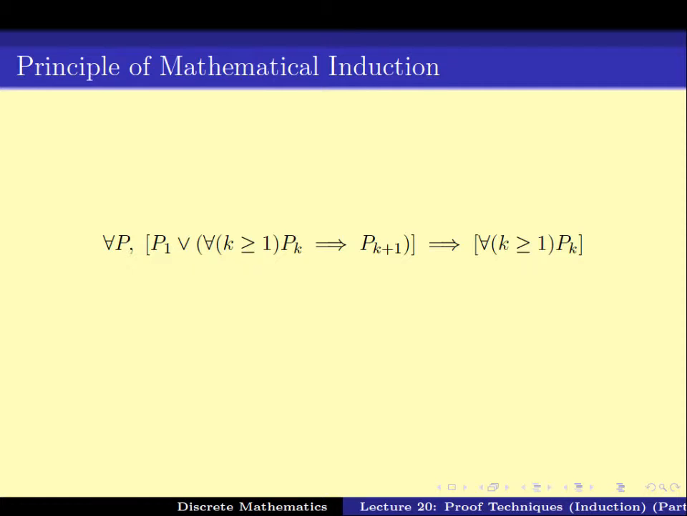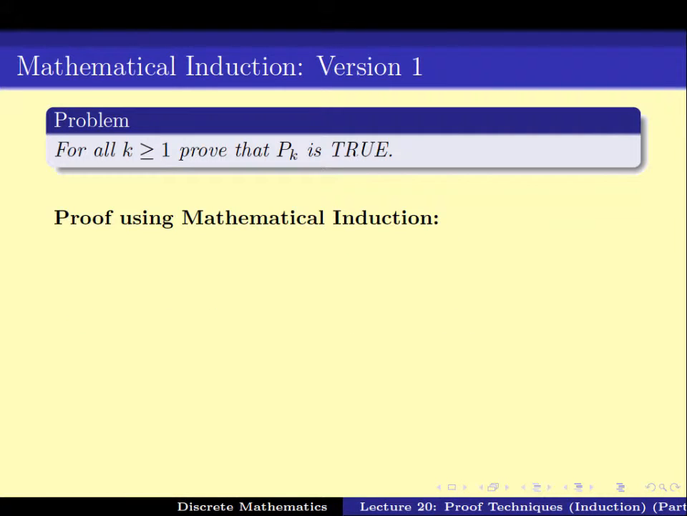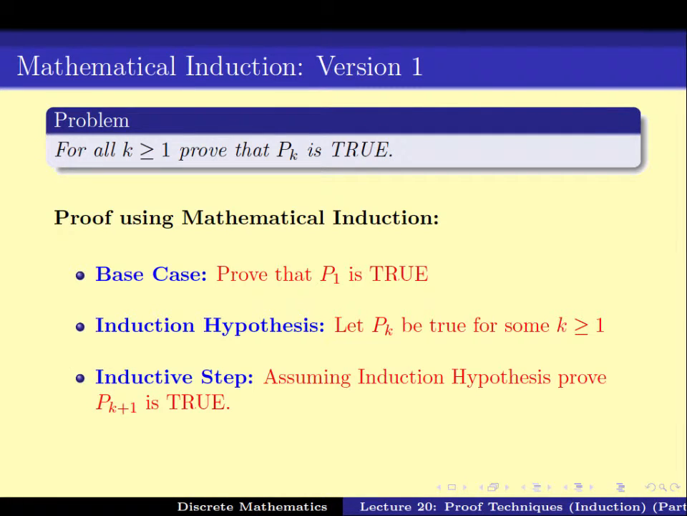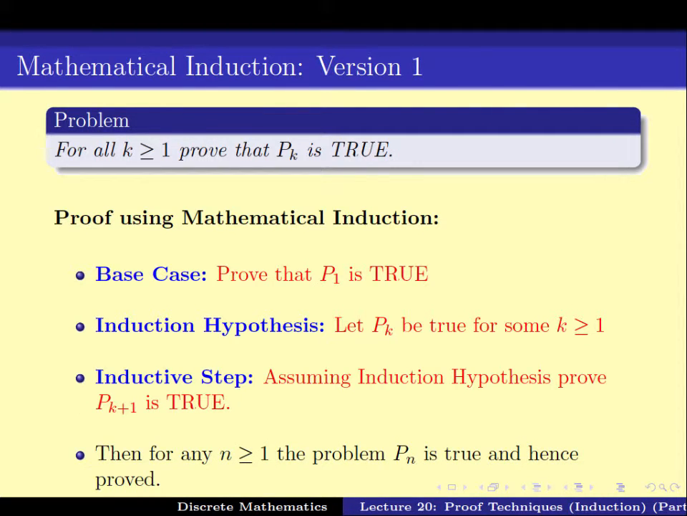Now this principle of mathematical induction has various different versions, and depending on the problem we might have to apply the different versions. The first version is of course the one that we just told, which is that if you have to prove for k greater than or equal to 1 that Pk is true, we first prove that P1 is true; we call it the base case. Then we have the induction hypothesis, which says let Pk be true for some k. And the inductive step says, assuming the induction hypothesis, prove that Pk plus 1 is true. And this will prove the whole thing.